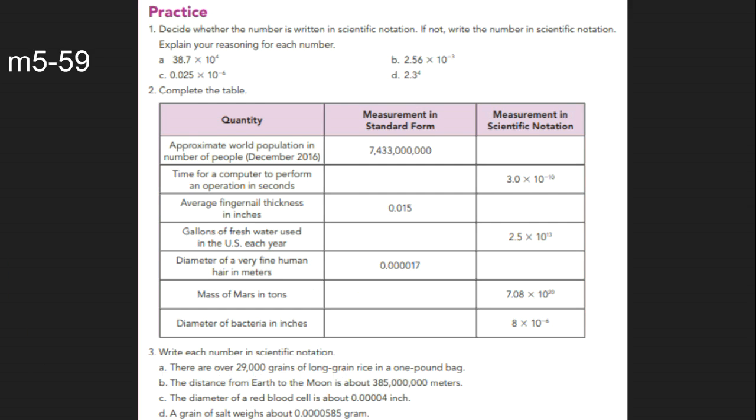Okay guys, thanks for sharing with your partner. We're going to finish up our practice of scientific notation on page M559. So we have questions 1, 2, and 3. Question number 1 says just to decide whether it's written in scientific notation or not, and if it's incorrectly written, you're going to explain and actually write it in scientific notation. So we did that the other day. Then we're going to complete the table like we've done before.